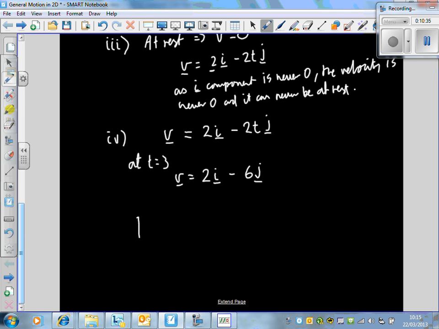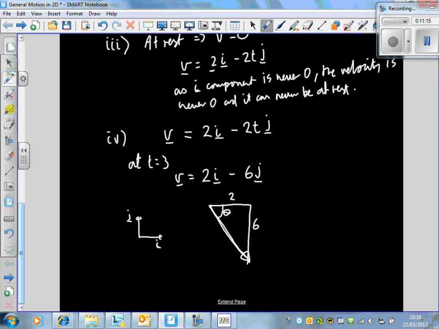Okay? Now, this is a vector. And if we remember, our j direction is that way, and our i direction is that way. So this vector is going to be going 2 across and 6 down. This is our vector. This is the direction of motion. At t equals 3, the particle is moving in that direction. Okay? So we need to calculate that direction, so the angle. And we also need to calculate the speed.